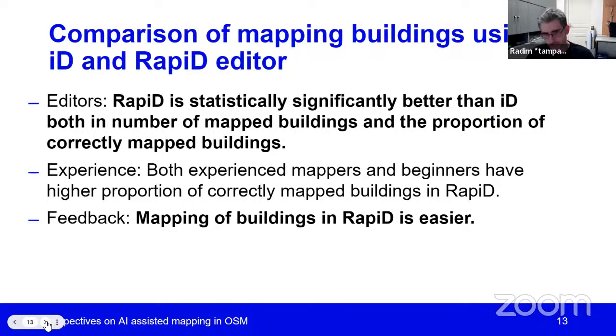So we did two experiments to compare classic mapping by hand in iD editor and mapping with use of AI objects in Rapid editor, both for buildings and roads. In case of buildings, we can say that Rapid is statistically significantly better than iD editor, both in number of mapped buildings and in proportion of correctly mapped buildings. It means both in quantity and quality of data.